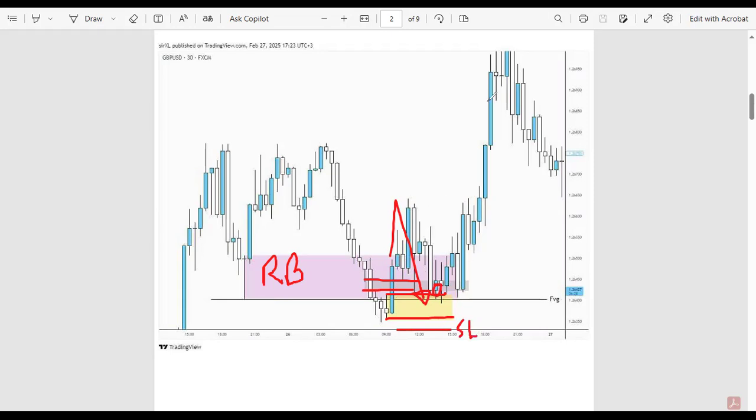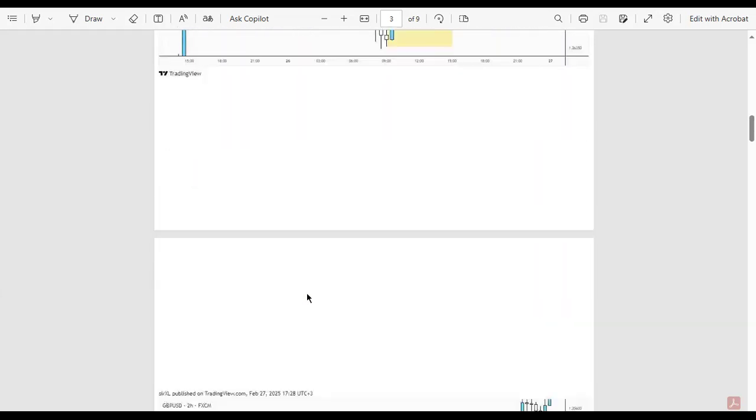You can see how price went higher, and maybe you created your draw on liquidity right there. That was your first TP. Okay, it could have been already a nice trade. Okay, so that's the first example of how you can use the reclaimed block model.